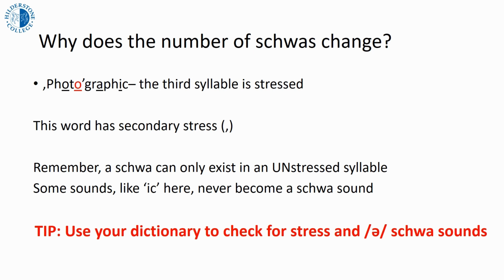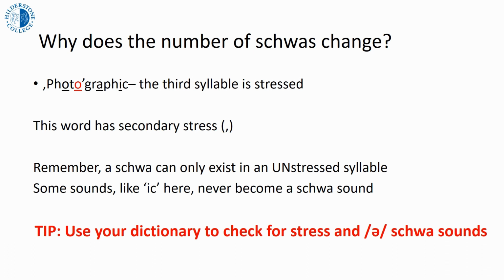Okay. Now, you might have wondered why the number of schwas changed, especially in that third word, photographic. Especially because we said before that in the word photographer, the first syllable has a schwa in it. Well, the reason is this word has secondary stress on the first syllable, and you can see that that's marked by a little line at the bottom of the letter. We saw before that main stress is shown with a little line at the top of the letter, but you can also see in this word a little line at the bottom.